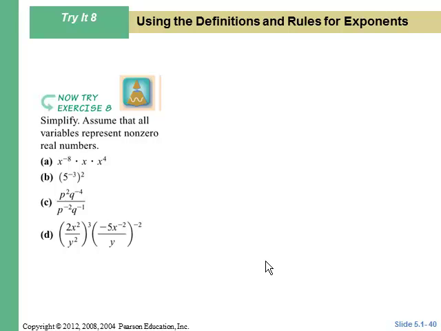How about these 3, or 4? First one, negative 8 plus 1 is negative 7, plus 4 is negative 3, which would be 1 over x to the 3rd. 5 to the negative 3rd to the second is 5 to the negative 6th, which is 1 over 5 to the 6th.